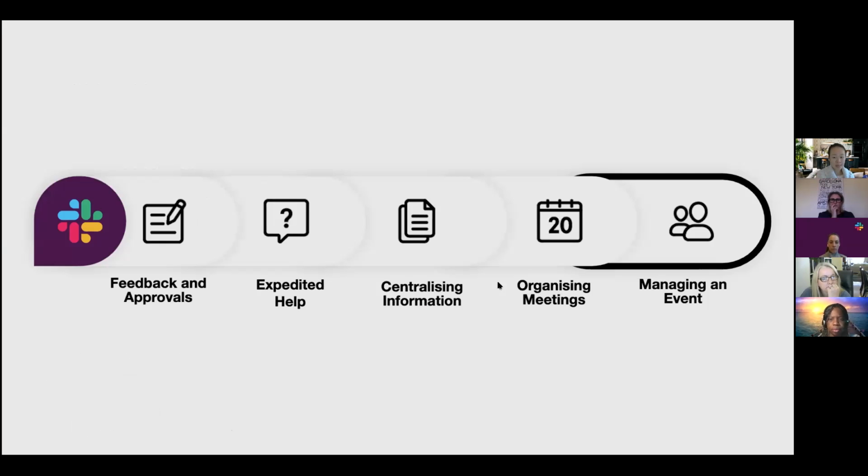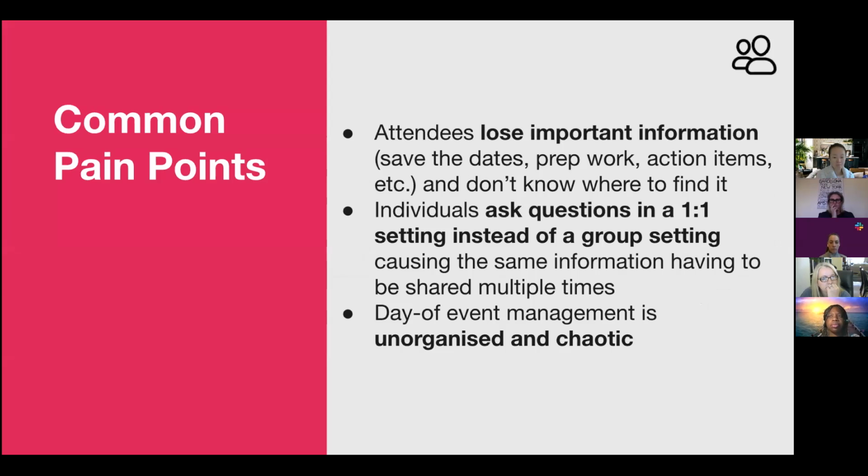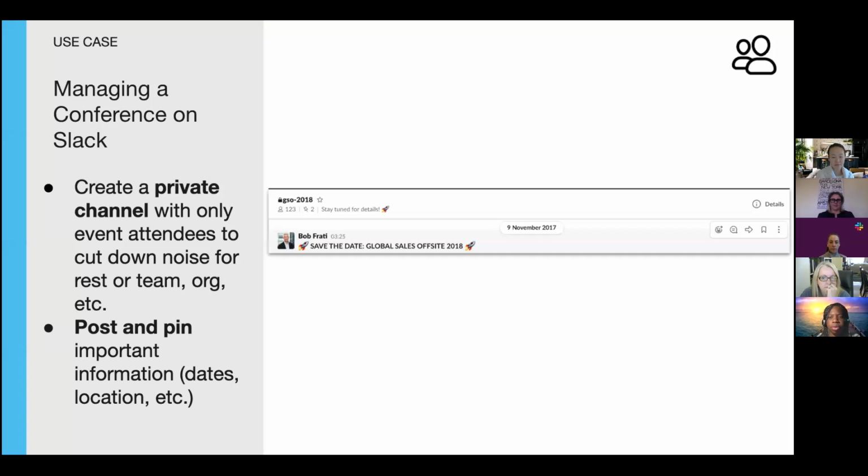And then lastly, managing events. Again, centralizing information, reducing a lot of back and forth one-on-one messages. You want to make sure that information is transparent and just has one place. So we have something in our sales conference offsite, which is called Global Sales Offsite, GSO. And so that's a dedicated channel. Bob Fraddy is actually our senior VP, so he has this channel here where he'll post announcements.